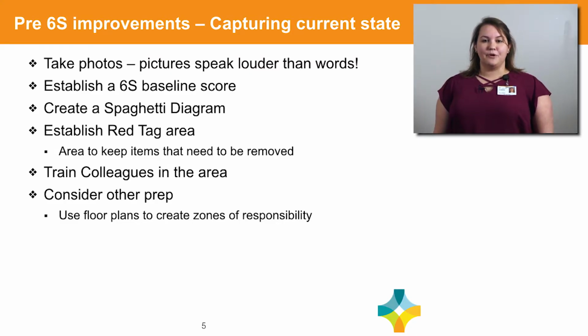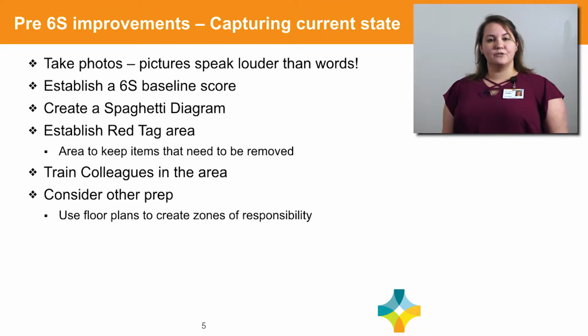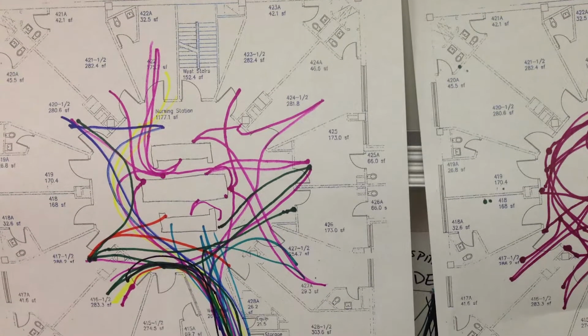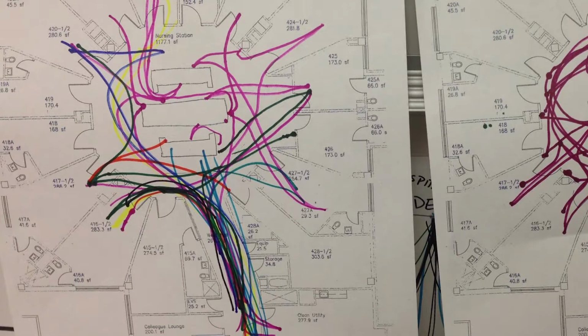So make sure to take before pictures and establish a baseline on a scoring sheet that I'll show you. Also, you can create a spaghetti diagram. This will help you show the motion and can point out waste in the current system.